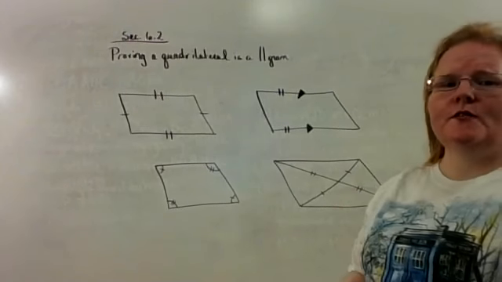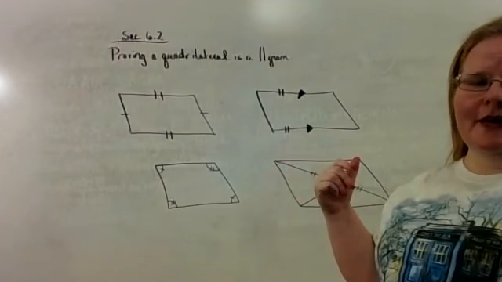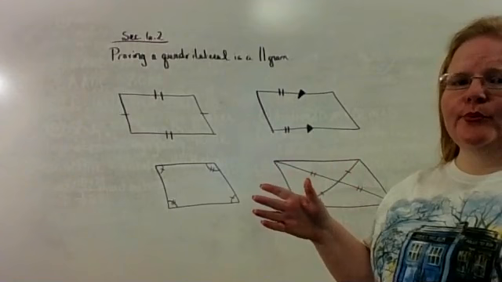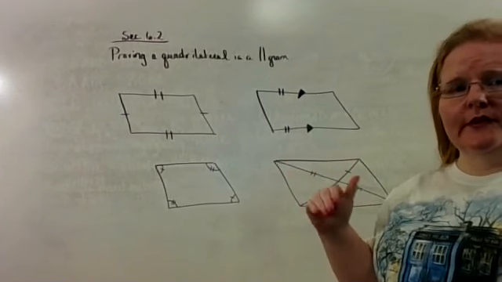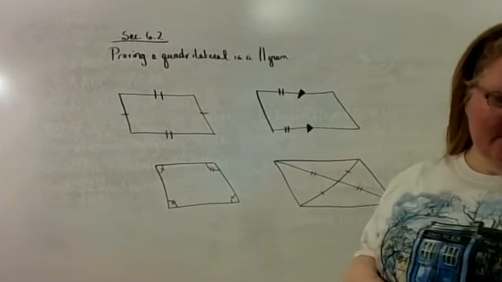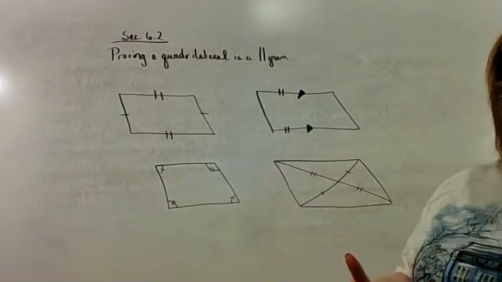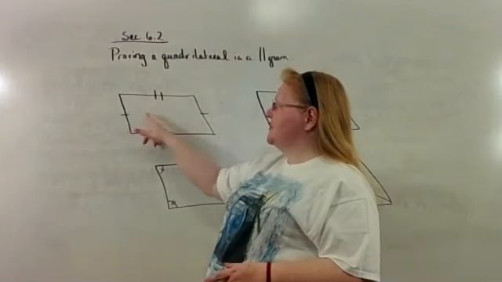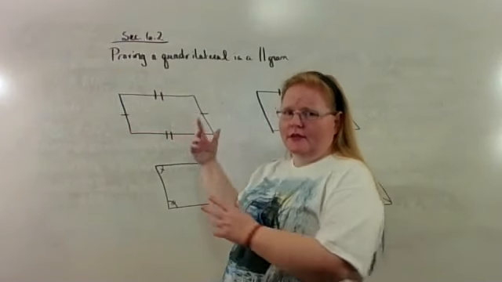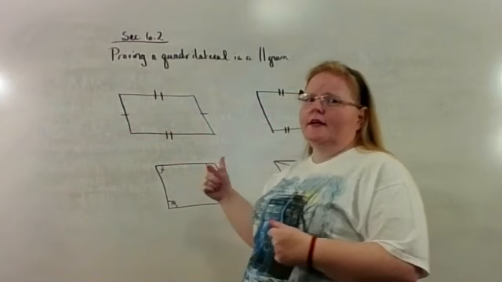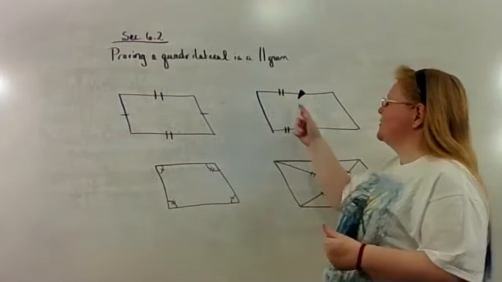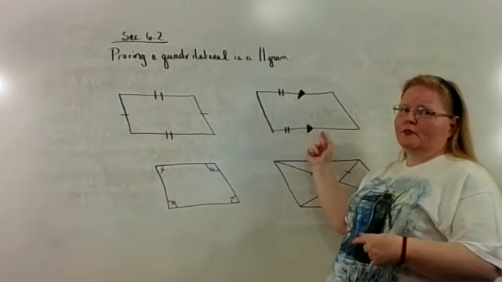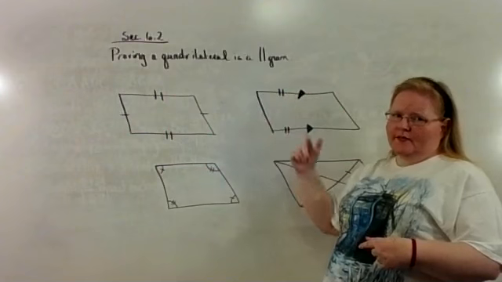Okay, so for section 6.2, they start out by telling you 4 special theorems, and all of them are about proving that a quadrilateral really is a parallelogram. First, they say that if you have a quadrilateral that has 2 sets of opposite sides that are congruent, then it must be a parallelogram. If you have a quadrilateral that has 1 set of opposite sides that are congruent and parallel, then that's going to have to be a parallelogram.